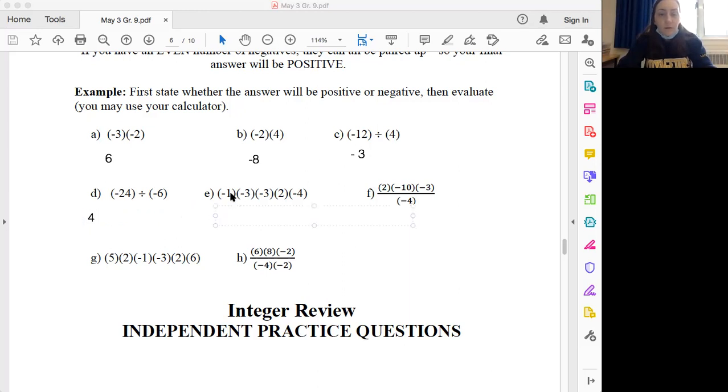Okay, now here you're going to have to count how many negatives you have to see if it's going to be a negative answer or a positive answer. So remember, if it's odd, that means that it's going to be a negative answer. And if it's even, it's going to be a positive answer. So we have 1, 2, 3, 4 negatives. So that means that our answer is going to be positive. So we're going to do 1 times 3, which is 3, times 3, which is 9, times 2, which is 18, and then times 4, which is 72. So our answer is going to be positive 72.